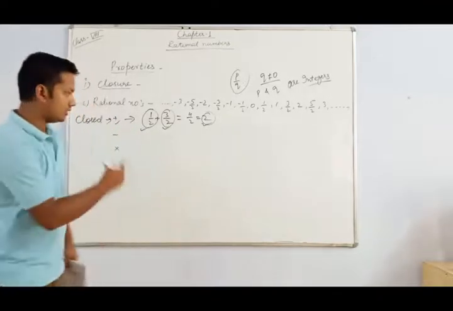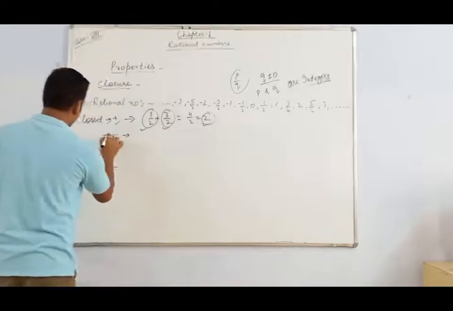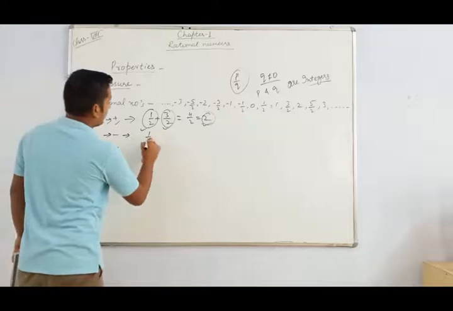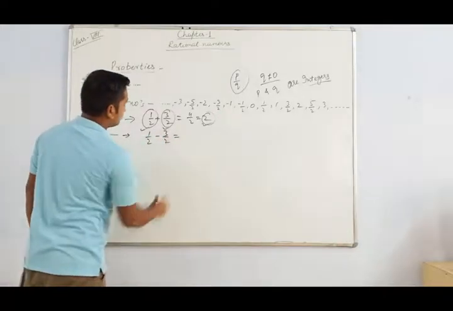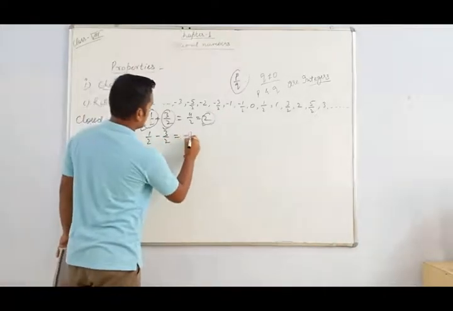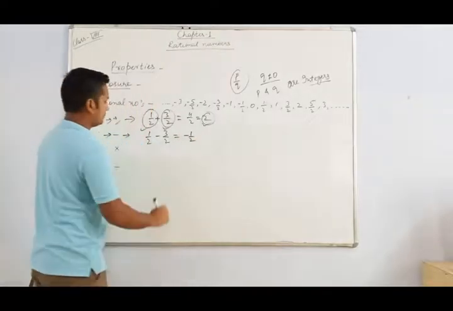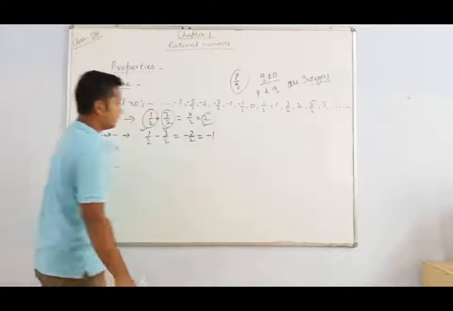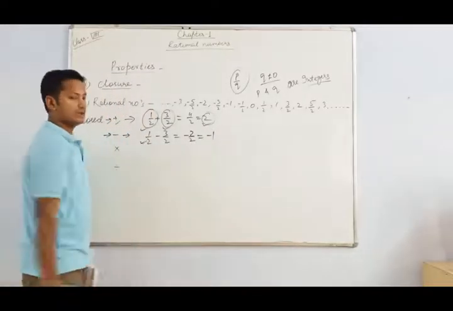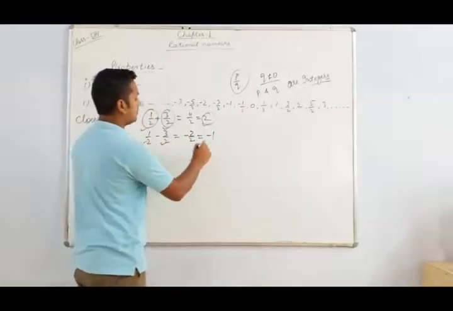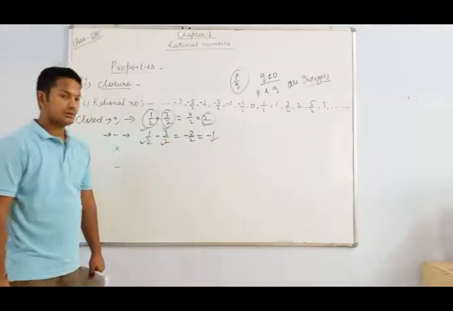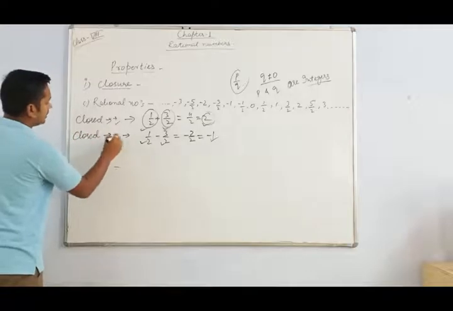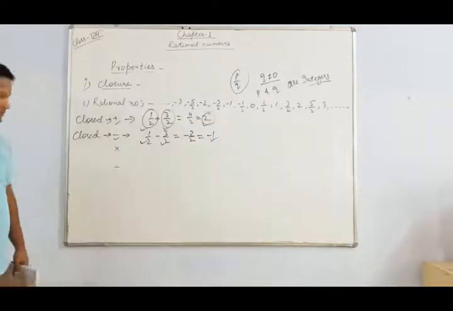Okay, students, now see another example, the second one. 1 upon 2 minus 3 upon 2. It will give you what? Sorry, minus 2 upon 2, minus 1 it will give you. So this is a rational number, yes. This is also a rational number and it is also a rational number. So you can say that rational numbers are closed under the operation of subtraction.